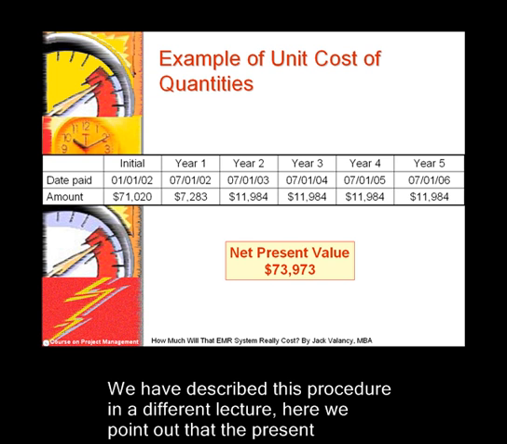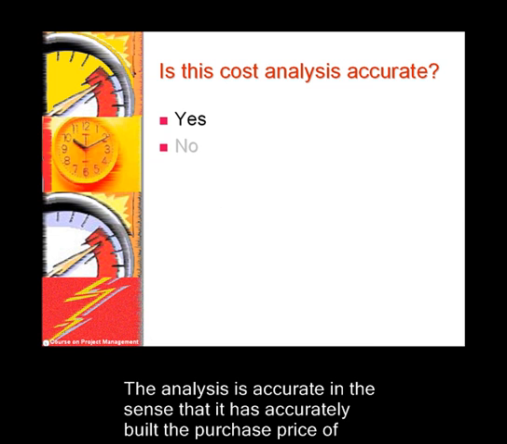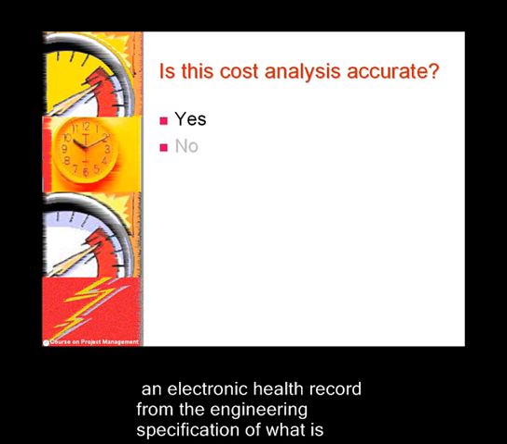We have described this procedure in a different lecture. Here we point out that the present value of the outlays in the next 5 years is estimated to be $73,973. The analysis is accurate in the sense that it has accurately built the purchase price of an electronic health record from the engineering specification of what is needed.